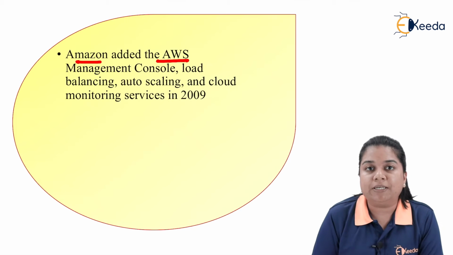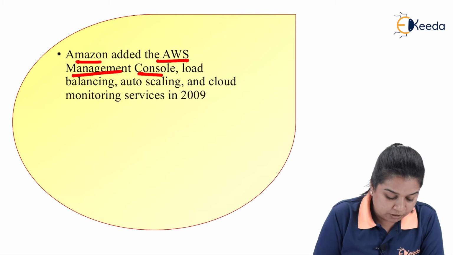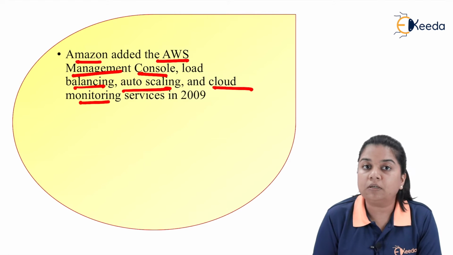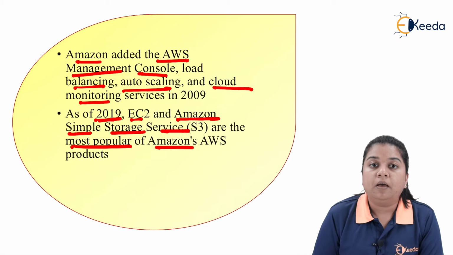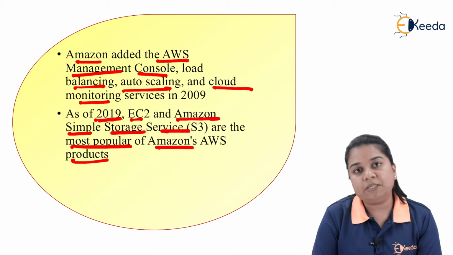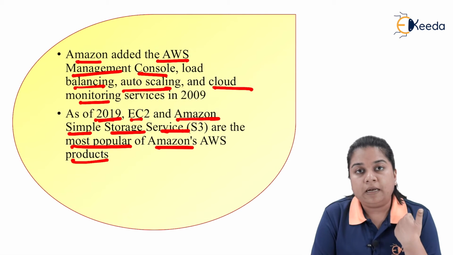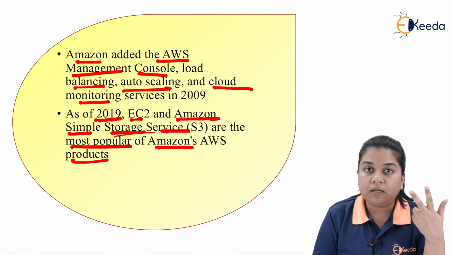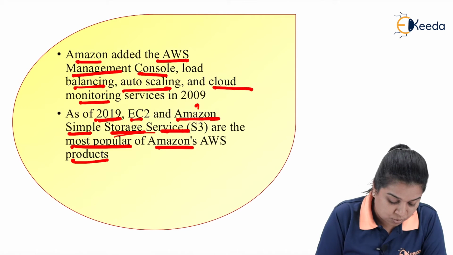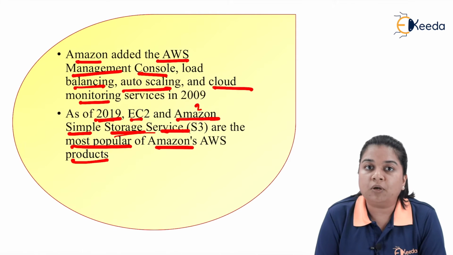Amazon added the AWS, that is Amazon Web Services, Management Console, load balancing, auto scaling, and cloud monitoring services in 2009. As of 2019, EC2, that is Elastic Compute Cloud, and Amazon Simple Storage Service S3 are the most popular of Amazon's AWS products. That means the Amazon Web Services products, they are Elastic Compute Cloud, Simple Storage Service, then EBS, that is Elastic Block Storage, etc. So these two are the most popular products of Amazon Web Services which are there in the market.